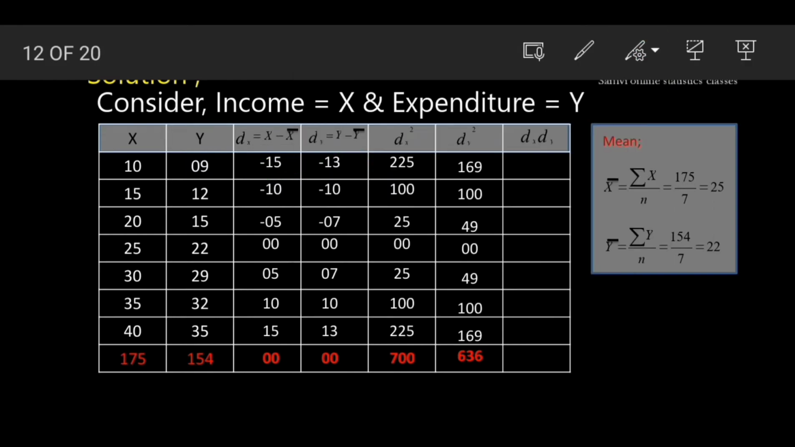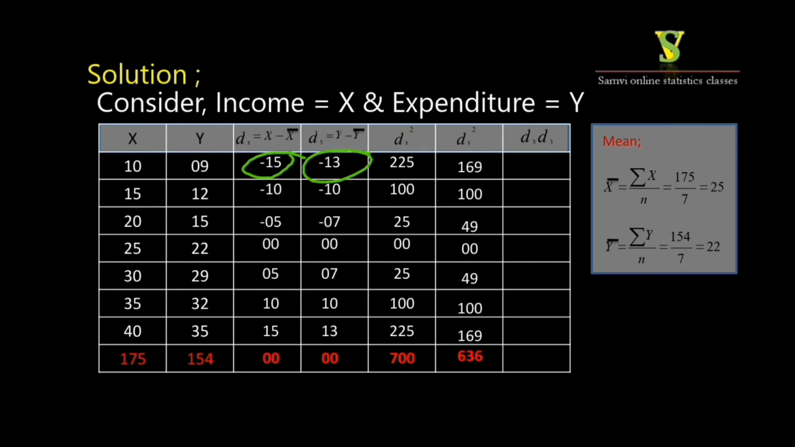After this, you have to find out what is dx into dy. So dx is minus 15 and dy is minus 13. You have to multiply here. So while multiplying, first you have to multiply the sign, then multiply the numerical value. Minus into minus is plus. Then you have to multiply 15 into 13. We'll get here 195. Similarly, next one, minus 10 into minus 10. Minus into minus is plus. 10 into 10 is 100. Understood? Minus 5 into minus 7, 35.